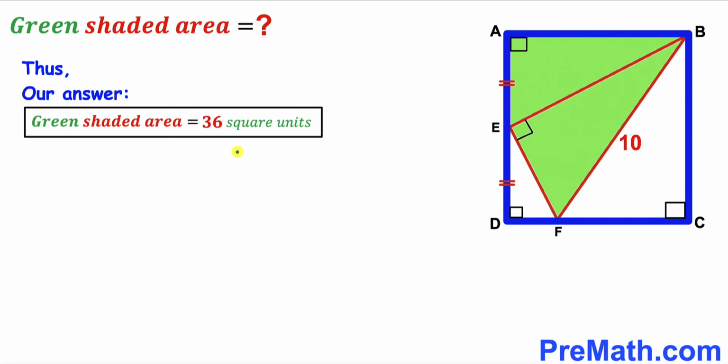So thus after all the calculations and manipulations, the area of this green shaded region turns out to be 36 square units. And that's our final answer.